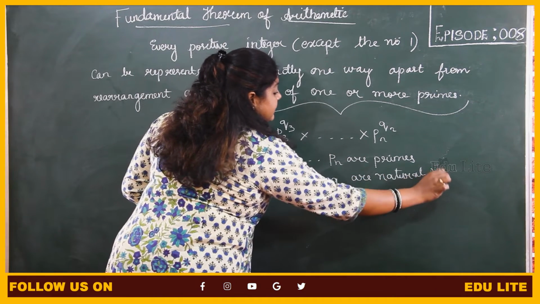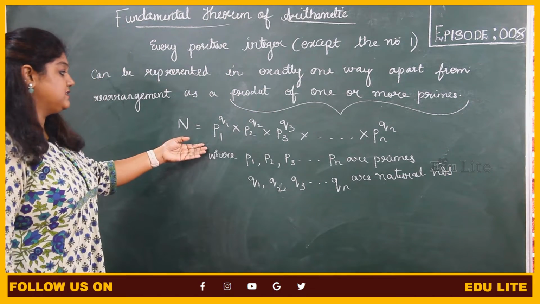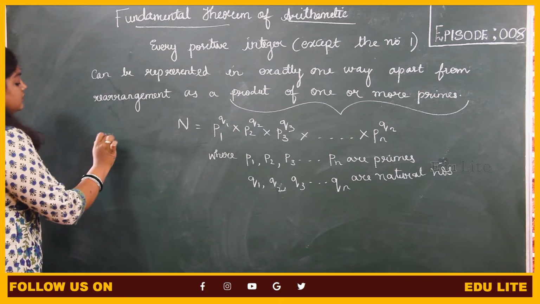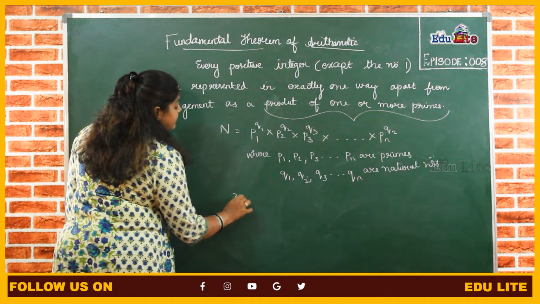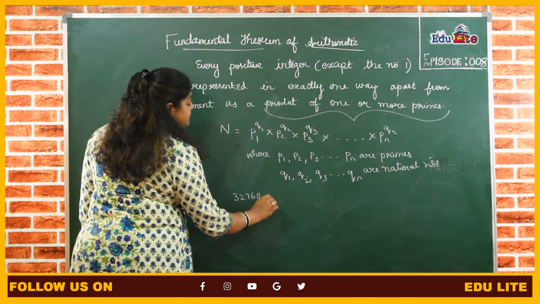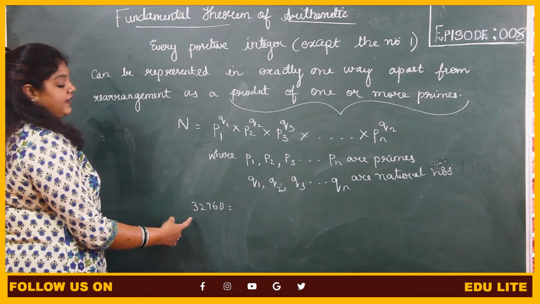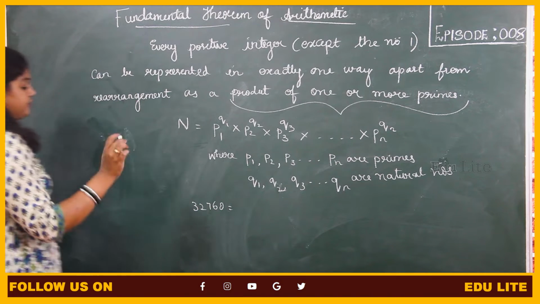Okay, I will consider a positive integer and show you how to express it in such a way. We will consider the number 32760. We will express this number in such a format. To do so, we have to factorize the number 32760 only in terms of prime numbers.